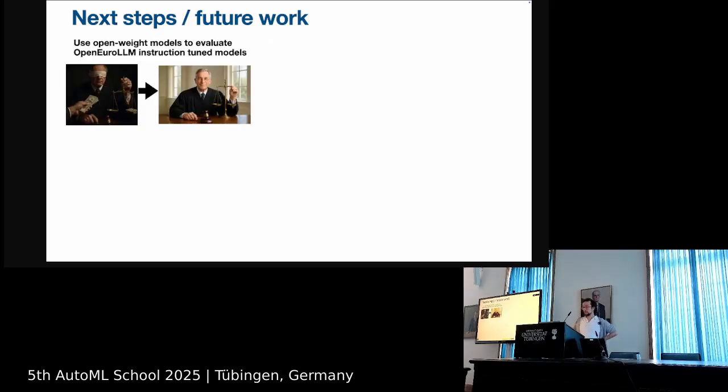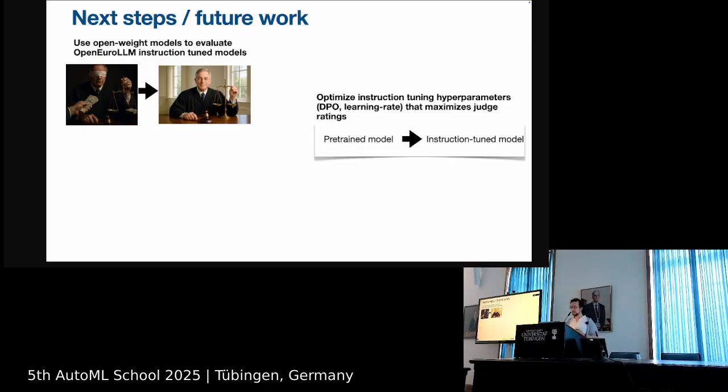Next step and future work. We want to use those open weight models. For us, it's quite important. They're quite important in model development, but now we can rely on models that are at least a bit more open. This also opens the door to the automatic instruction tuning that we were mentioning, because now you could optimize this evaluation metric that becomes much cheaper.